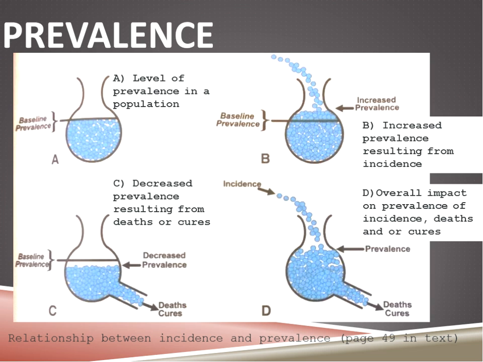And I like the slide. I think you're really able to see what's going on here. In A, the level of prevalence in a population. B would be an increase in prevalence resulting from an increase in incidence. C is a decrease in prevalence in our population because of deaths or cures. And D would be the overall impact on prevalence because of our incidence rate and our deaths and our cures.